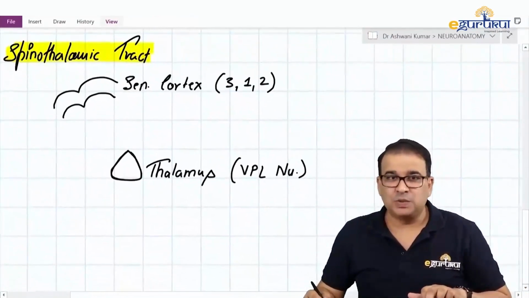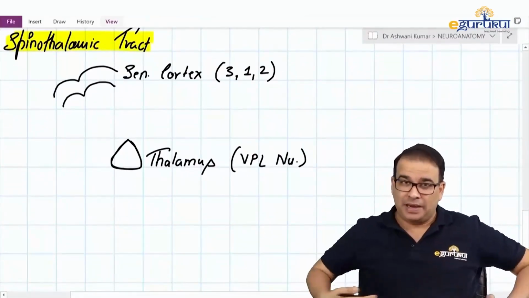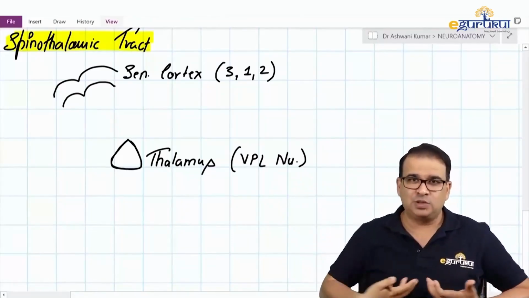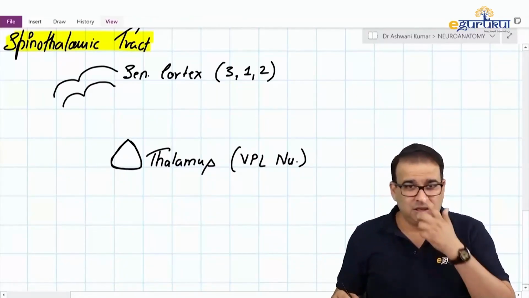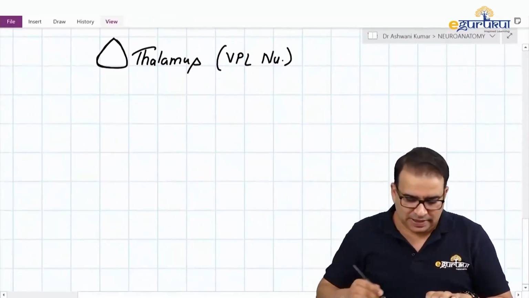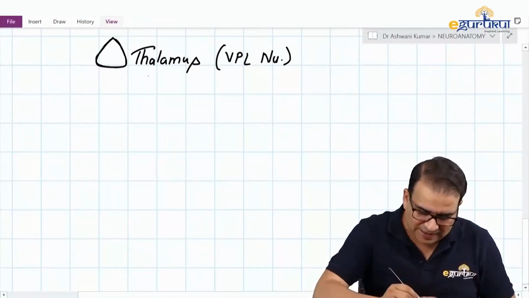Okay. So because we are talking about the sensation which are obviously coming into the spinal cord and above, it has to be the VPL. Any sensation which is related to the spinal cord will go into the thalamus, VPL nucleus of thalamus.